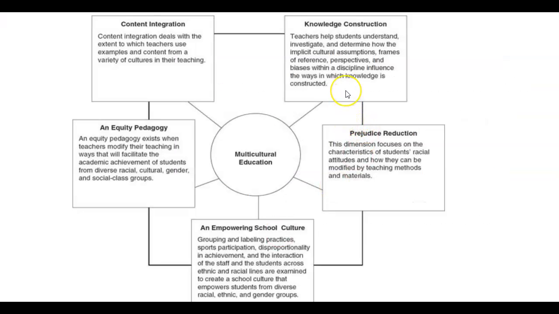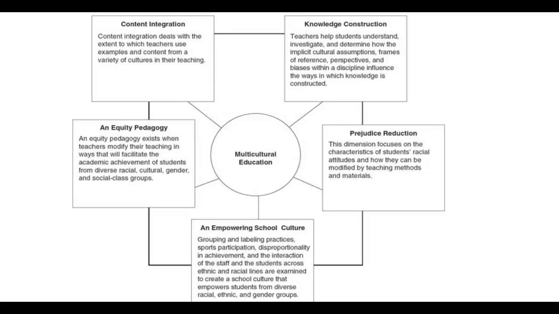We see multicultural education, a term coined by Dr. Banks, has five major concepts. Knowledge construction: teachers help students understand, investigate, and determine how implicit cultural assumptions, frames of reference, perspectives, and biases within a discipline influence the ways knowledge is constructed. Prejudice reduction: this dimension focuses on the characteristics of students' racial attitudes and how they can be modified by teaching methods and materials.